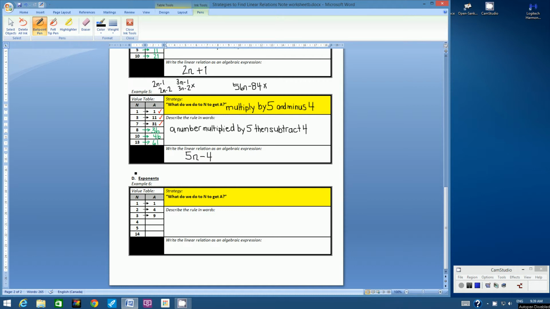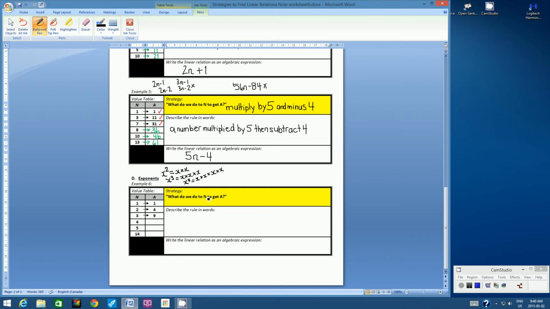Okay, so we're going to look at section D, exponents. All right, so let's review. What does exponents mean? X squared, what does that mean? That means x times x. We have x cubed. What does that mean? That means x times x times x. We have x to the power of 4. What does that mean? That means x times x times x times x. So I want you to keep that in mind.